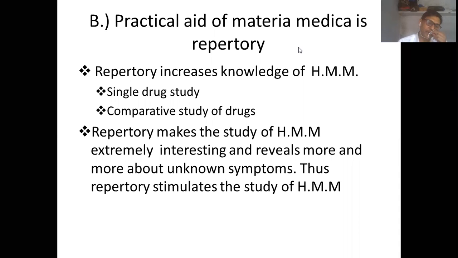So in this way, if you go on studying the rubrics and compiling the materia medica in your mind, it will make the study of homeopathic materia medica more and more interesting, and you will come to know more and more unknown symptoms about the specific remedy. Again, for example, we all know that Natrum mur is ailments from disappointment of love. Ignatia is also ailment from disappointment of love. Phosphoric acid is also ailment from disappointment of love.